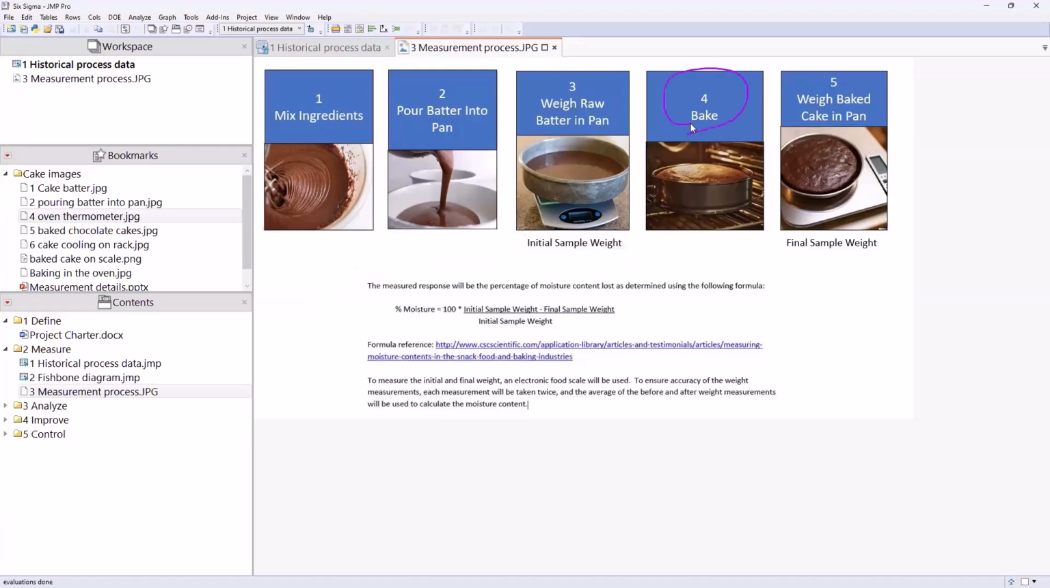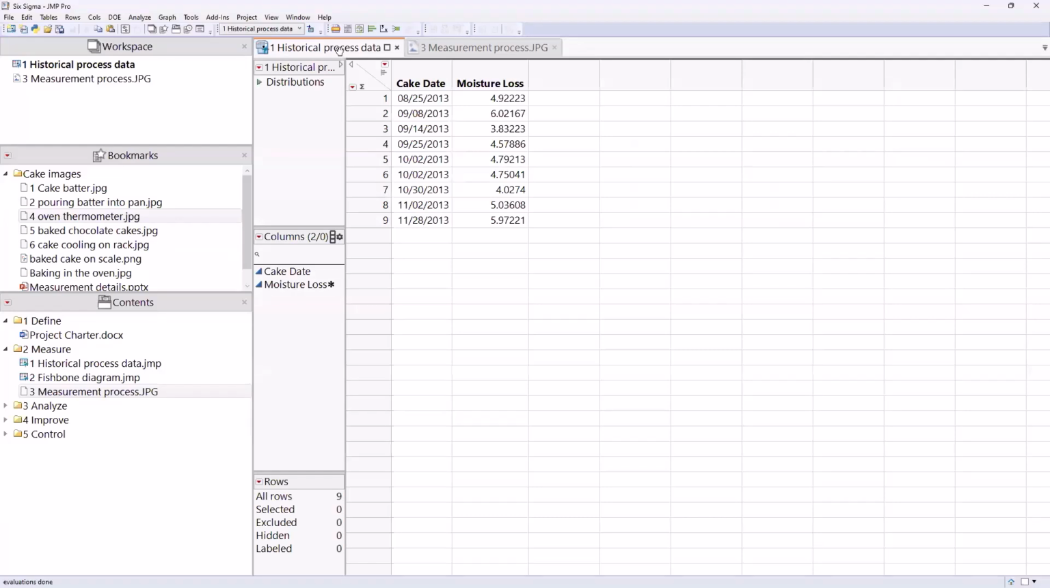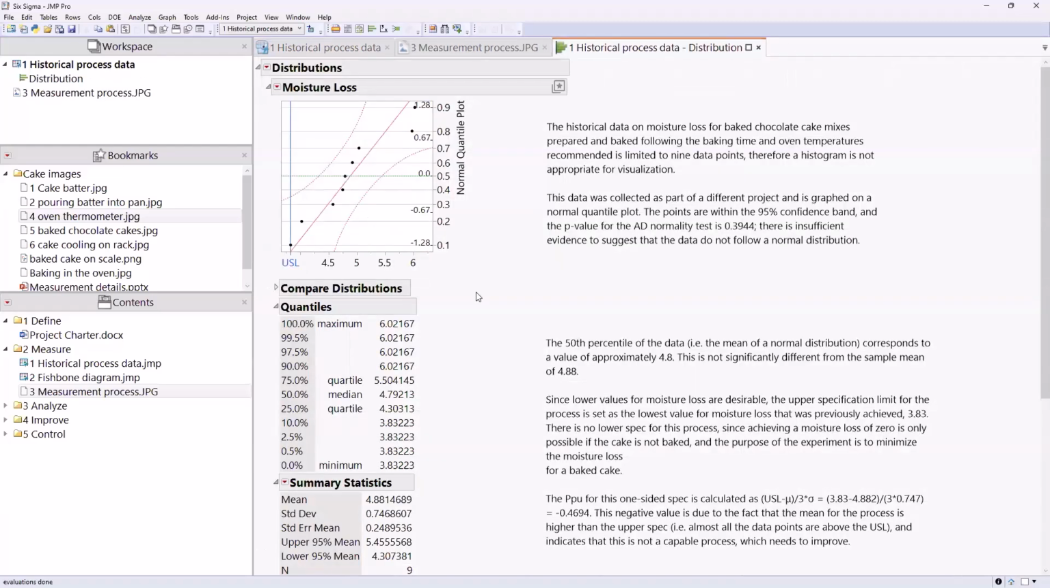Then the cake is baked. And then after the cake is finished baking, I obtained the weight again in the pan and use that as the final sample weight that goes into this calculation right here. All right, so that's the process I followed to calculate the moisture loss. And here what I did is I saved a script for a distribution. I was just taking a look to make sure my data follows a normal distribution, which it does in this normal quantile plot. That looks pretty good.